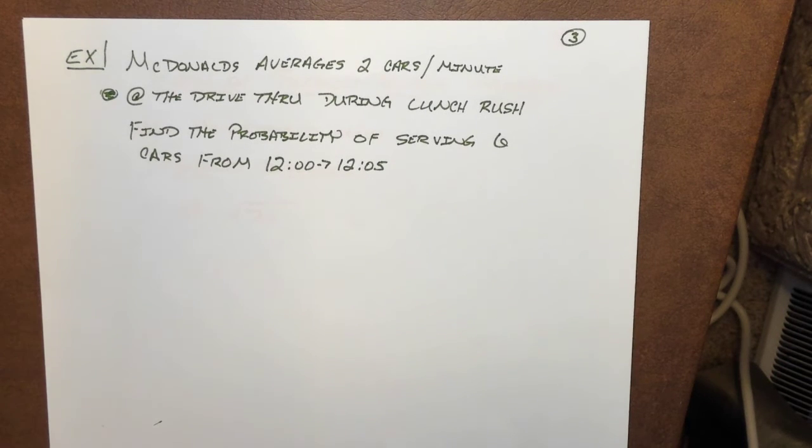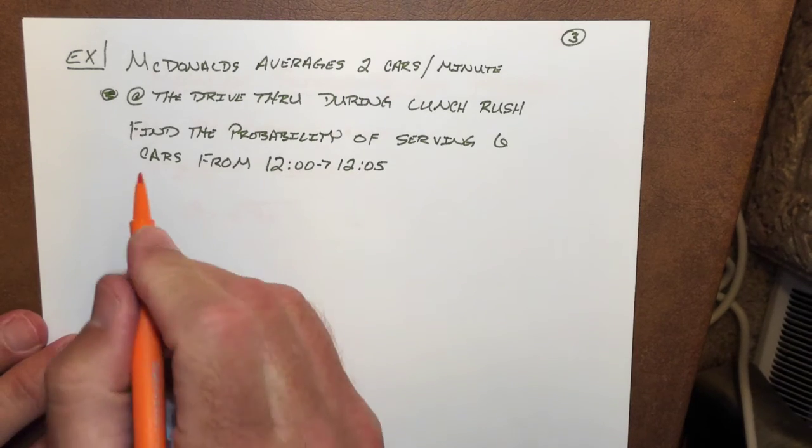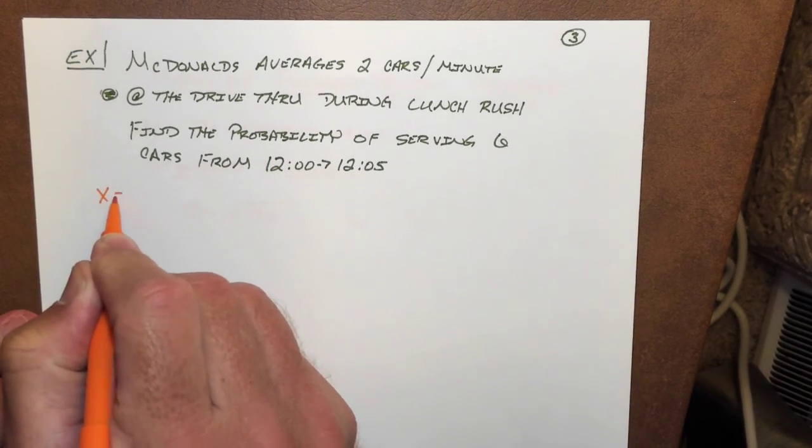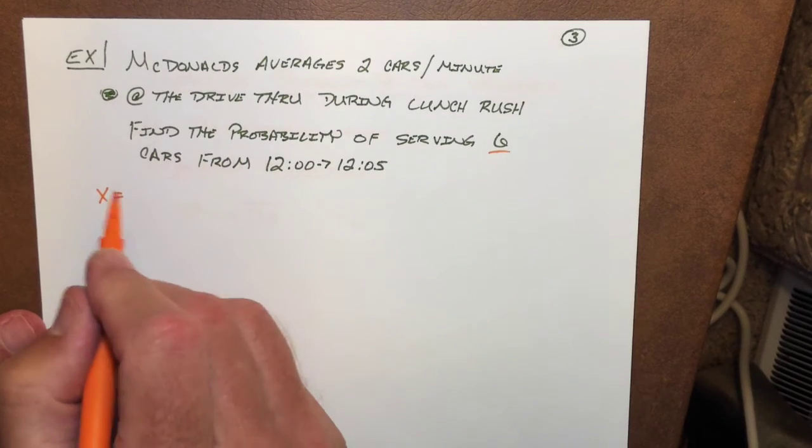Let's say McDonald's averages 2 cars a minute at the drive-thru lane during a lunch rush. Find the probability of serving 6 cars from 12 o'clock to 12:05. So in a 5-minute time span, find the probability of serving 6 cars. They're doing 2 cars a minute as we do this. Okay, well, let's see what we got to do. We got to have x, we got to have t, we got to have lambda. Let's figure this all out. So x, what do we want? We want 6.